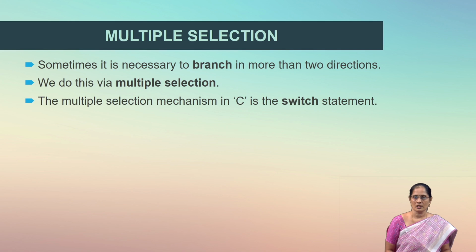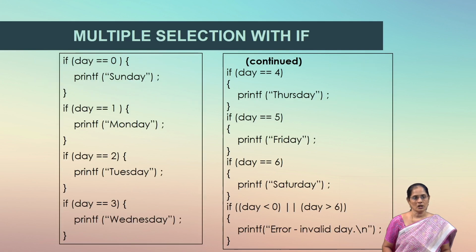Sometimes it is necessary to branch in more than two directions. So, how do we do it? That set of statements we call multiple selection statements. The multiple selection mechanism in C has been implemented using a switch statement. So, let us see how switch statement works in C language. Before that, let us apply multiple selection using if structure and if else structure. Let us analyze in what way it is difficult, in what way it is addressing the problem, and what things are to be done for going ahead with multiple selection statement.